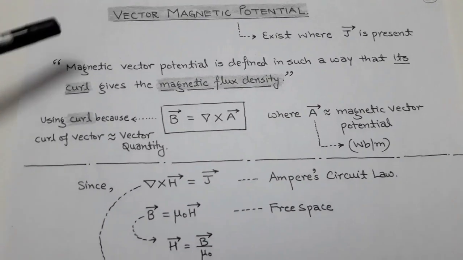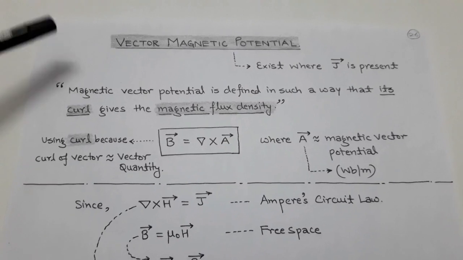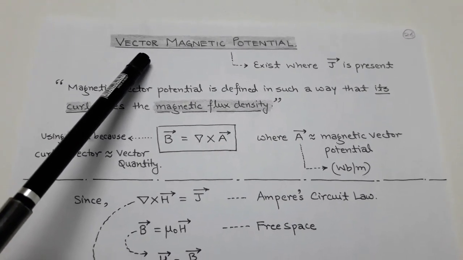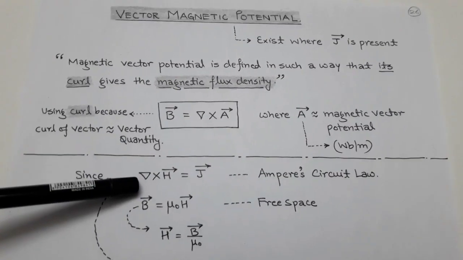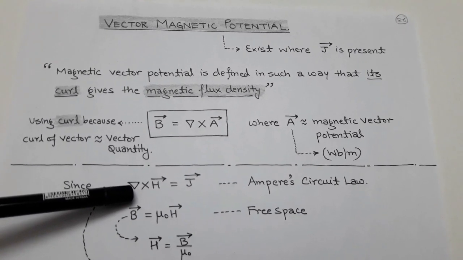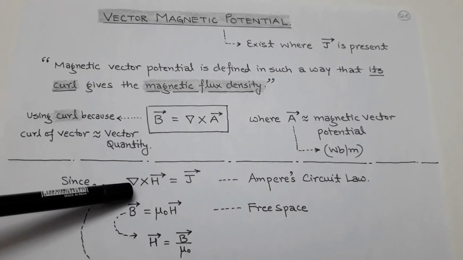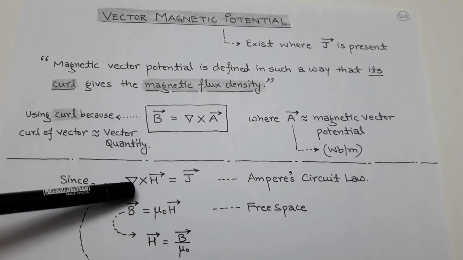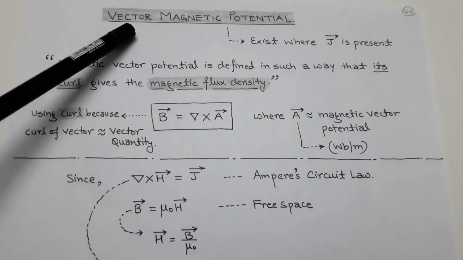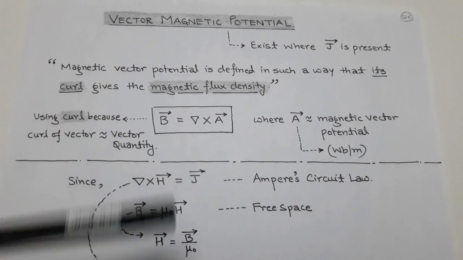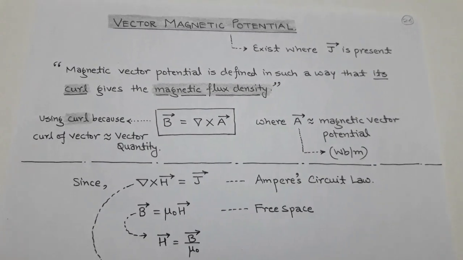Next is vector magnetic potential. What is the requirement of vector magnetic potential? Because in Ampere's law we know that curl of H vector equals J vector, and in the case of scalar magnetic potential we use J vector equals 0, meaning we use a current density of 0. So when there is a current density, there is a vector magnetic potential. So the vector magnetic potential exists where current density J vector is present.